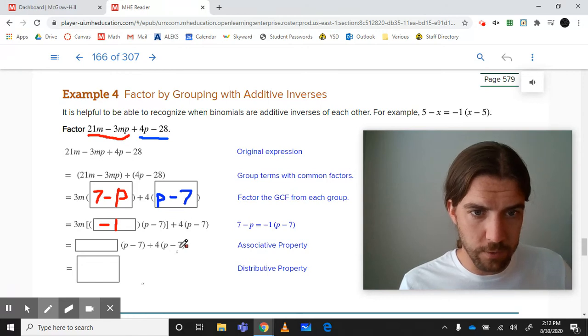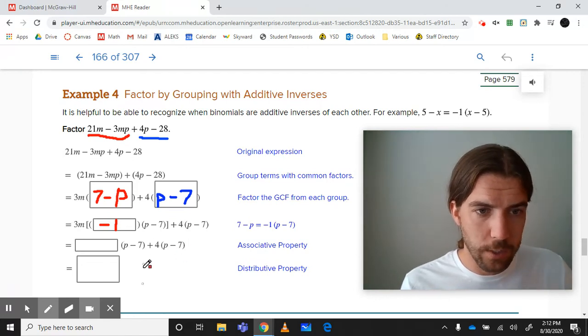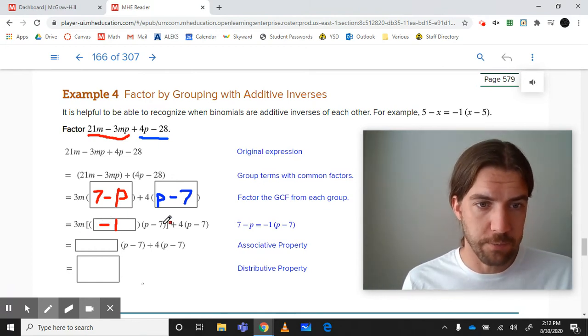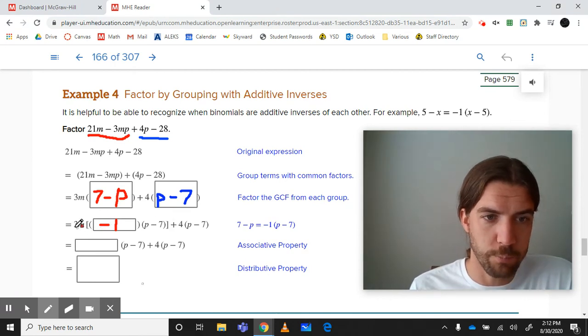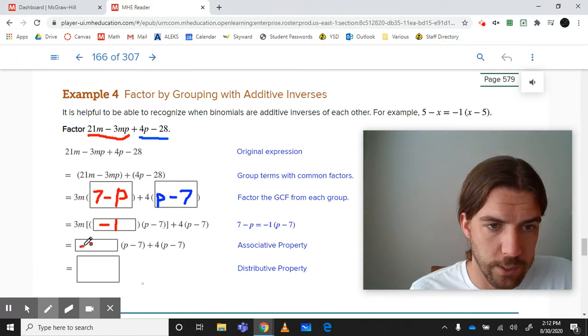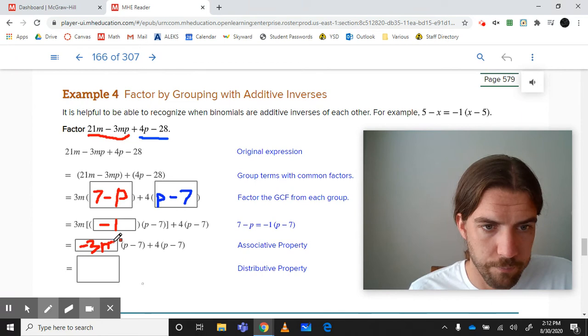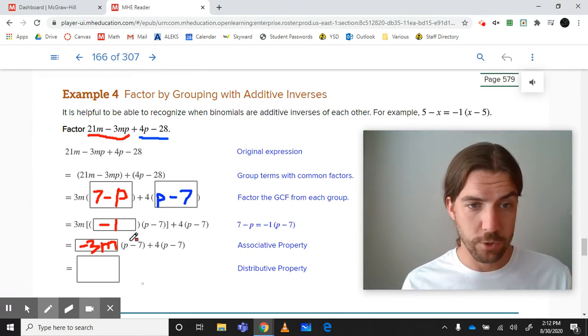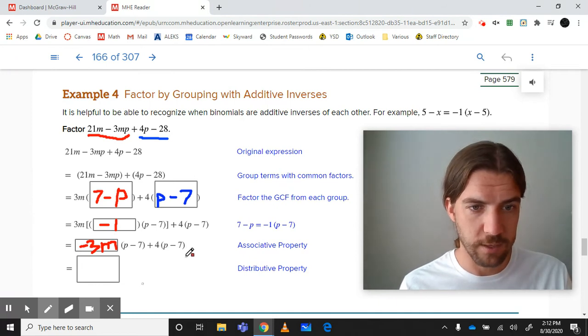Well, this stuff over here is going to stay the same. We're not going to touch that. But what we're going to do is we have 3m times -1 times p minus 7. I think we're just going to put these 2 together. Okay, we're going to multiply our 3m and our -1. So we're going to end up with -3m. Okay, now we're in better shape. So now we have 2 terms where we have a common factor in those 2 terms. That common factor is that p minus 7.